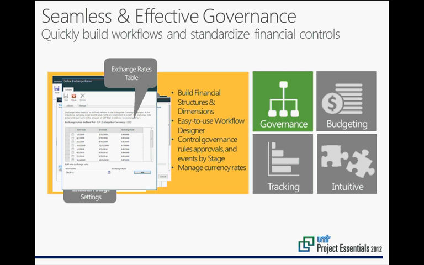So let's just jump back to the sort of positioning themes and take a quick look at some of the capabilities across UMT Project Essentials 2012. First, seamless and effective governance. What we're looking to do here is easily build and deploy governance workflows on top of Project Server 2010 and standardize our financial structures and controls. So UMT Project Essentials 2012 allows you to define the financial structures and dimensions that are applicable for your organization.